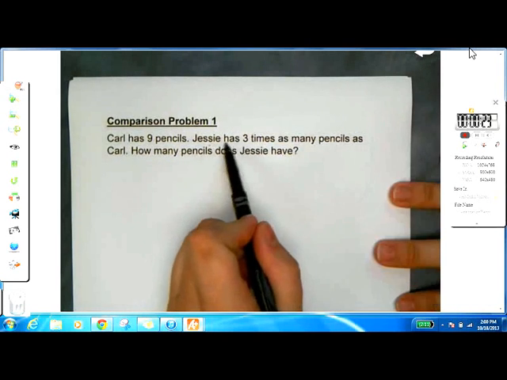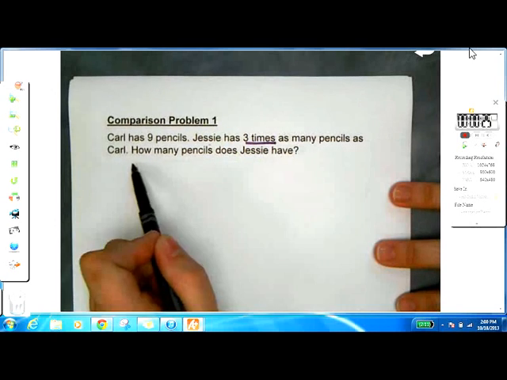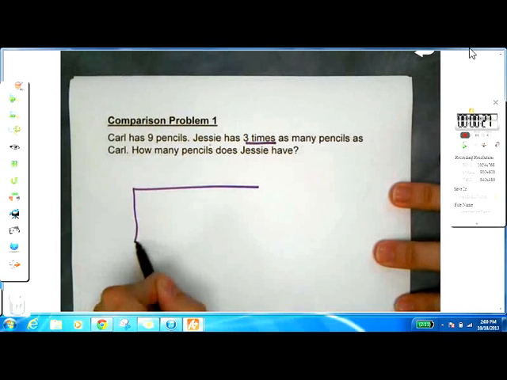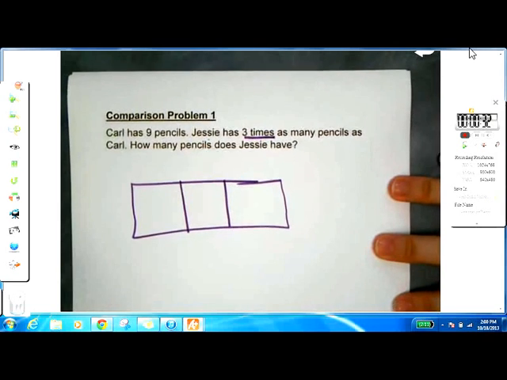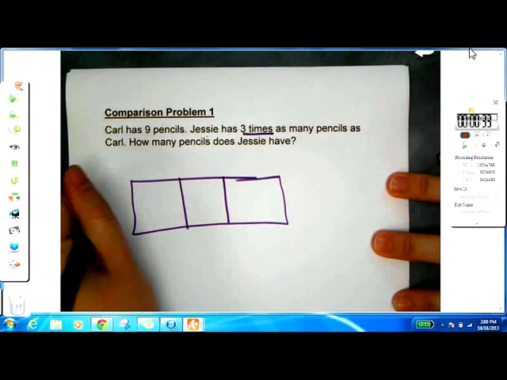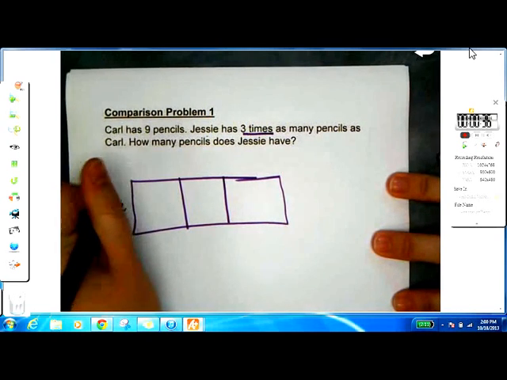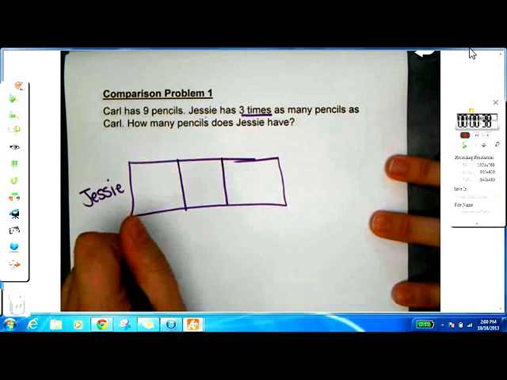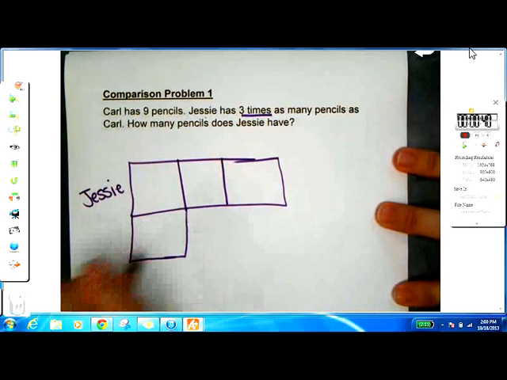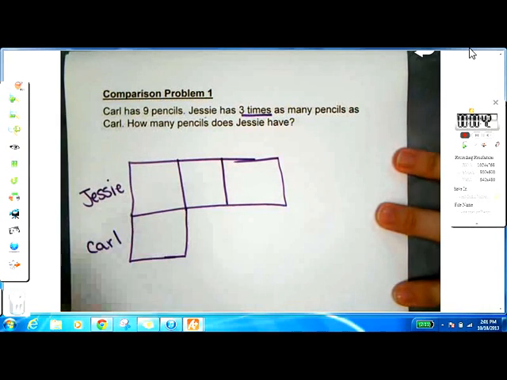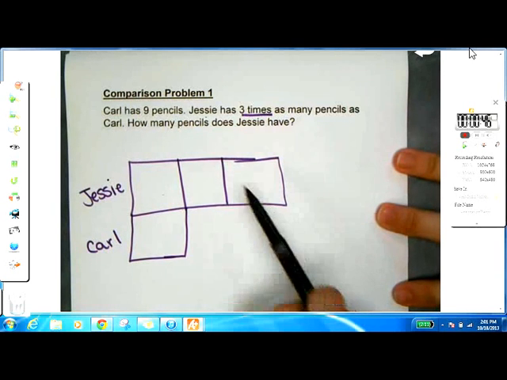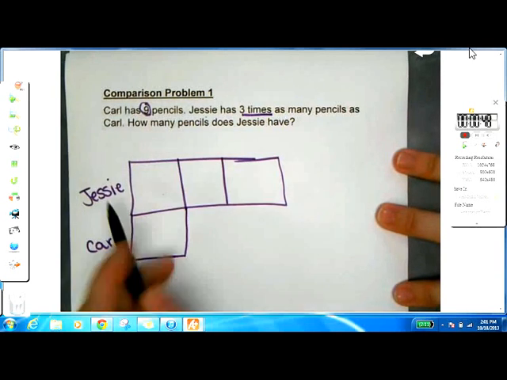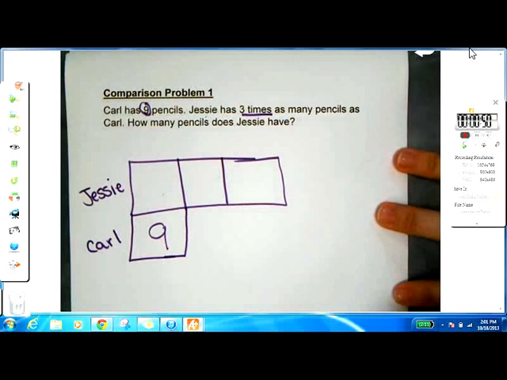Because it says Jesse has 3 times as many pencils as Carl, we're going to set up a comparing box with 3 sections. This is Jesse's. Then we're also going to set up a single comparison box for Carl, because Carl has 1 part to Jesse's 3 parts. We see here Carl has 9 pencils, so we're going to give Carl 9.